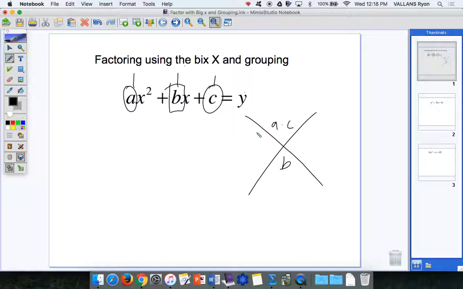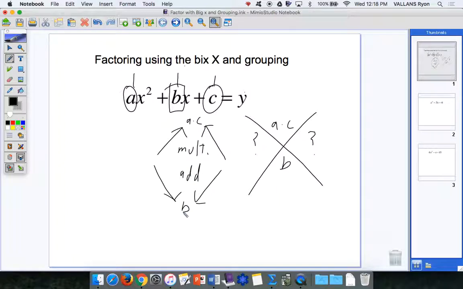And then we're coming up with two numbers that multiply up. So those two numbers multiply to get A times C and add down to get to B.